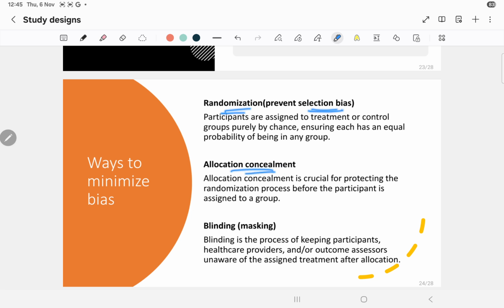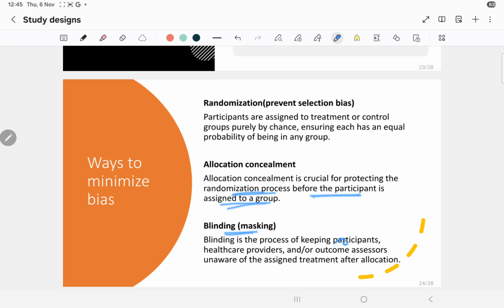Allocation concealment means that we hide the treatment being given, hide the information about which patient is on which arm from the researchers. Okay, so allocation concealment is crucial for protecting the randomization process before the participant is assigned to the group.